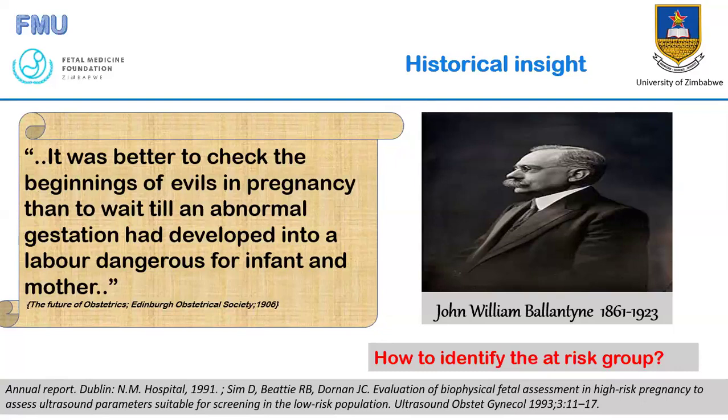So John William Ballantyne was not really an obstetrician, he was more a pediatrician than an obstetrician. There were no people called obstetricians then, they were just physicians, but he did more work in pediatrics than in obstetrics. When he was the president of the Edinburgh Society of Obstetrics and Gynecology, he gave a talk to his colleagues in 1906 where he argued that it was better to check the beginnings of evils in pregnancy than to wait till an abnormal gestation had developed into a labor dangerous for infant and mother. He was advocating for early assessment of the pregnancy.